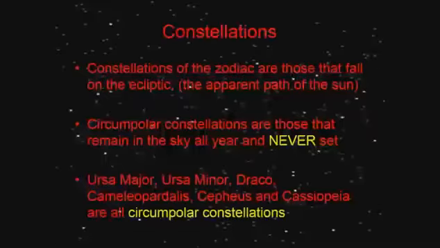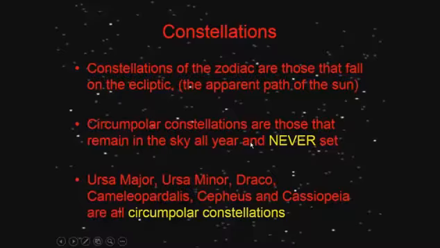So in terms of the constellations, we've defined a couple of these. The circumpolar constellations are those that remain in the sky all year and never set, or conversely never rise. If we're in the northern hemisphere, typical circumpolar constellations include Ursa Major, Ursa Minor, Draco, Camelopardalis, Cepheus, Cassiopeia. Those are all typically northern hemisphere circumpolar constellations that you'll see from our location.